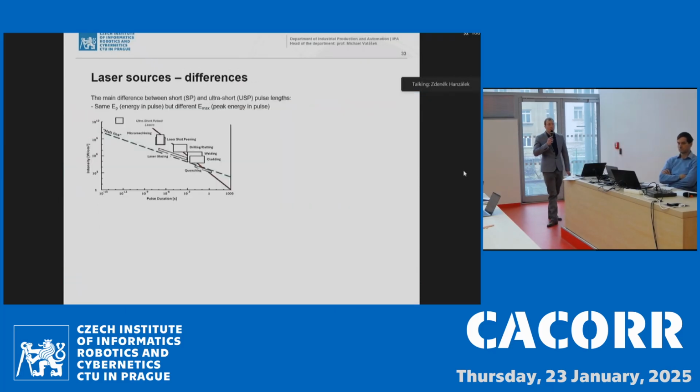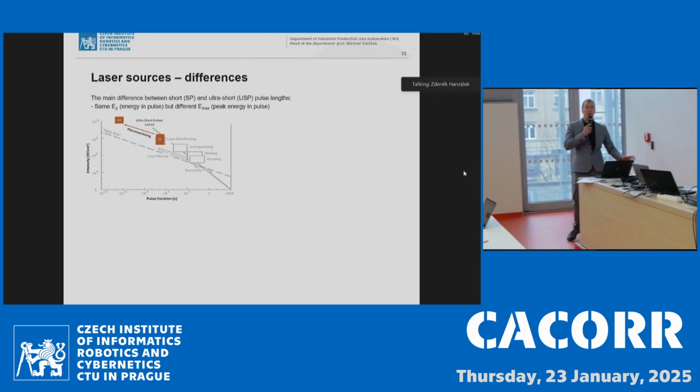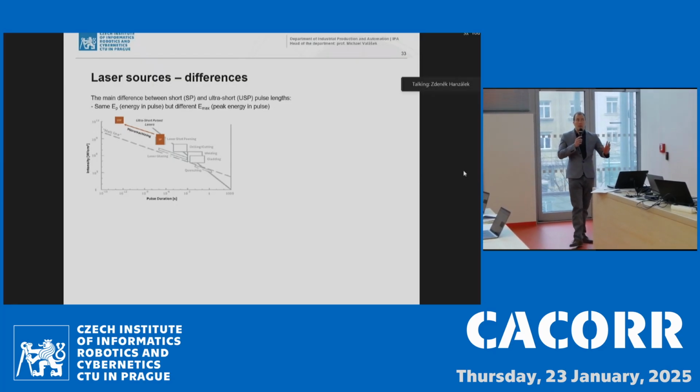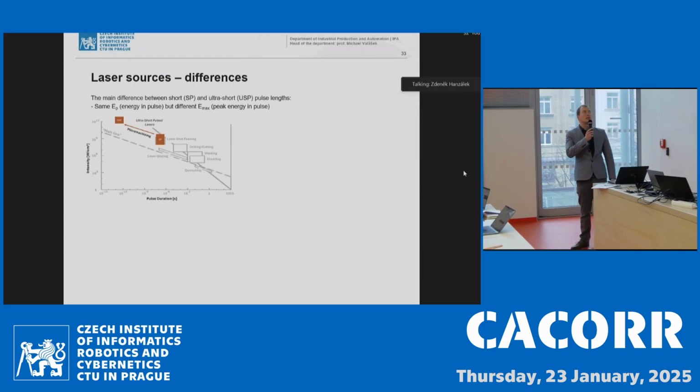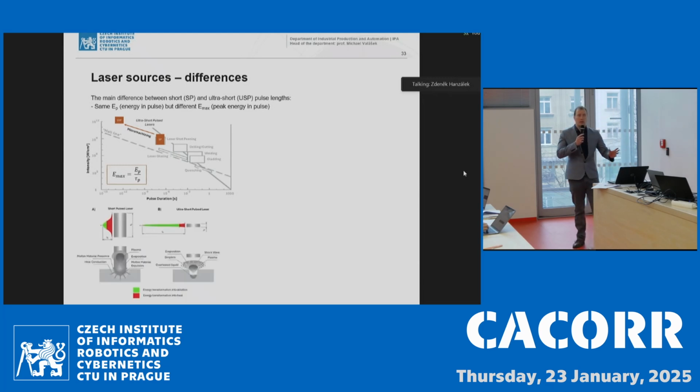If we look at this graph, there are some areas of laser applications which correlate with the pulse duration. Looking at micromachining applications, we have two areas. If we apply the same average amount of energy, we can get different results, because if we shorten the pulse duration, we get a different maximum or peak energy, let's say. This causes the behavior to be different, and the transition energy between heat and ablation differs greatly.